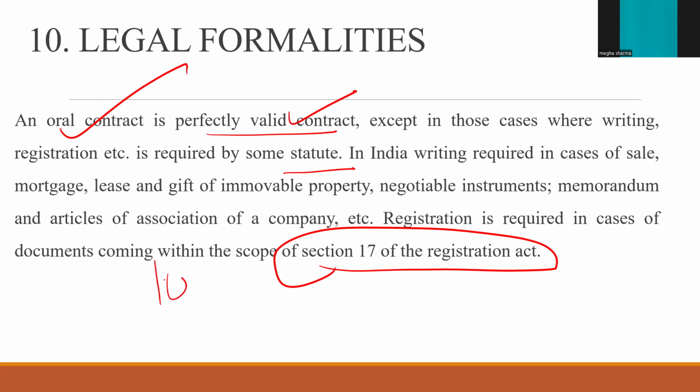These are the 10 essential points for making a contract valid. So we'll be covering each parameter individually in the upcoming slides.